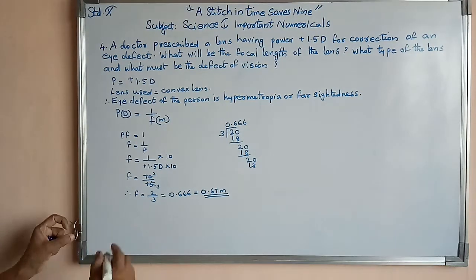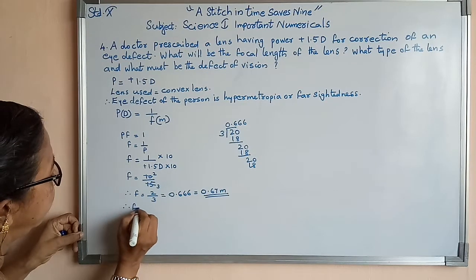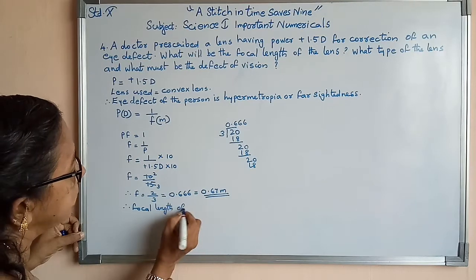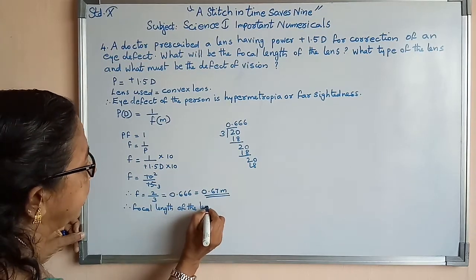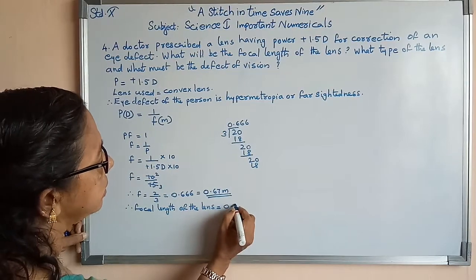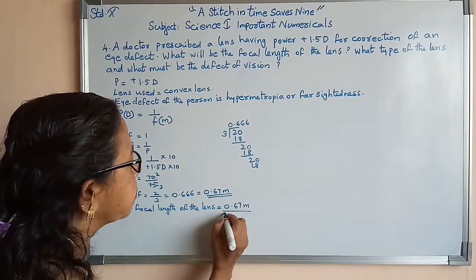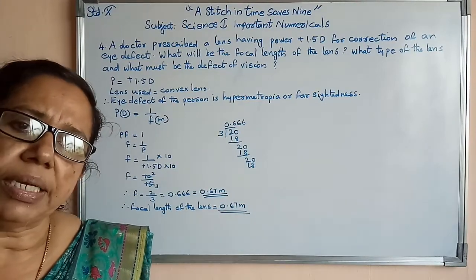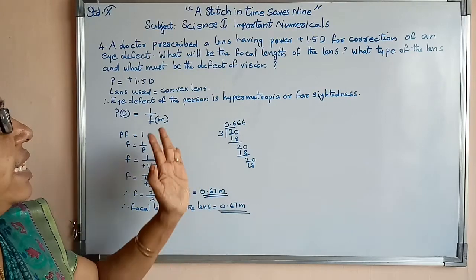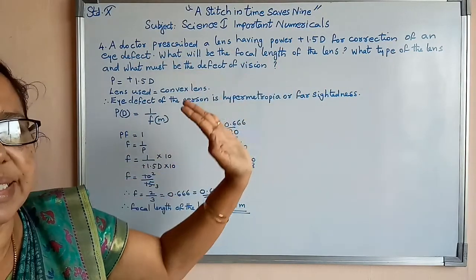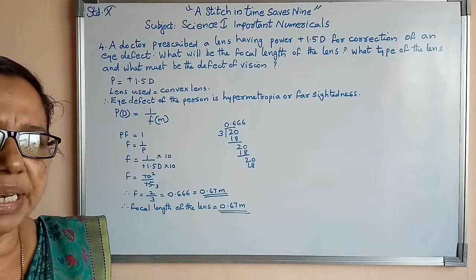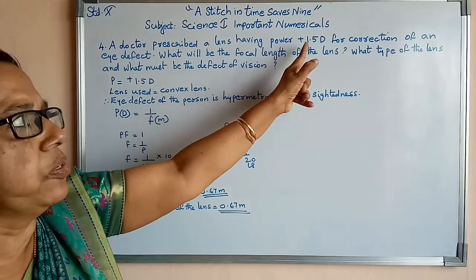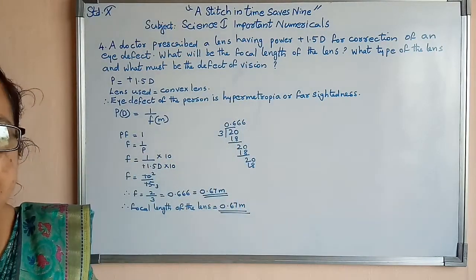0.67 meter. So therefore the focal length of the lens is equal to 0.67 meter. If the power is positive, then the focal length will be positive. So we have got 3 questions answered here. That is the focal length of the convex lens, we have got 0.67 meter. This value is positive. The power was already given as a positive value. Power is positive, so of course we are using a convex lens.